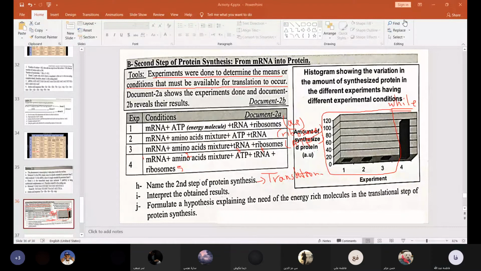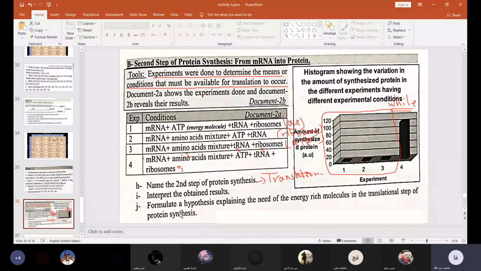While in the condition with mRNA plus amino acid mixture plus ATP plus tRNA plus ribosomes, we observe a synthesized protein. How much is the amount? 100. We concluded from that that to have a synthesized protein, we should have mRNA plus amino acid mixture plus ATP plus tRNA plus ribosomes. Very good, Fatima.